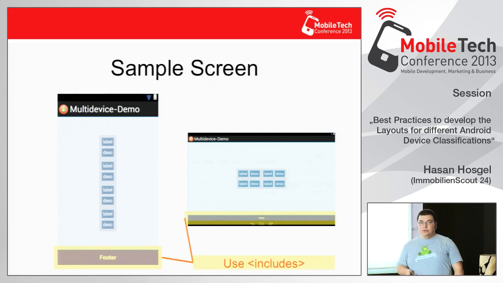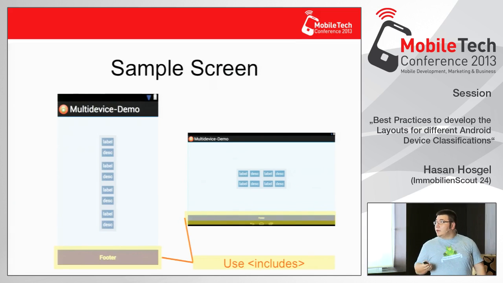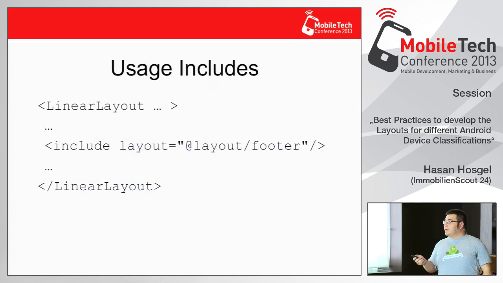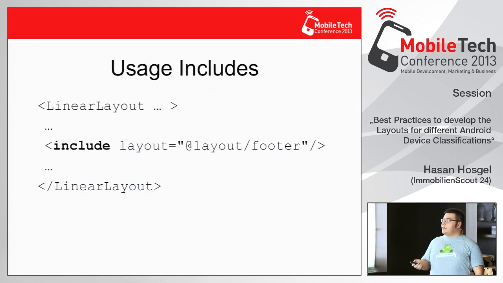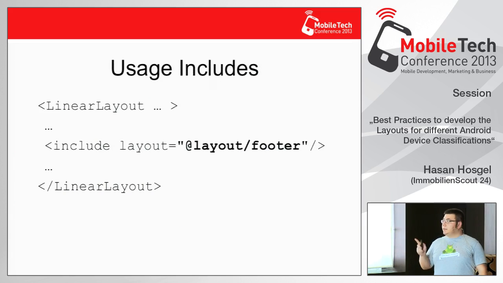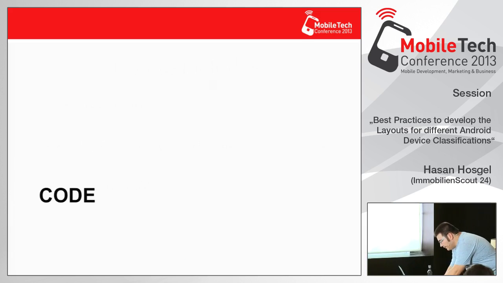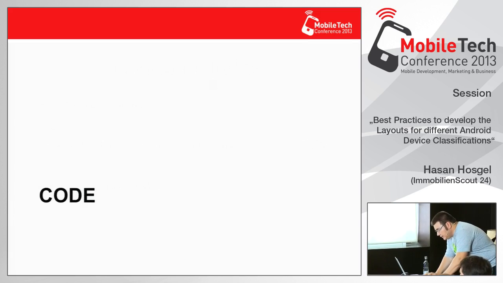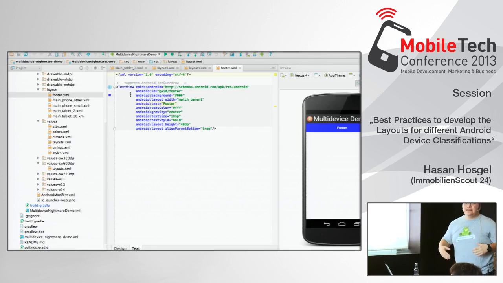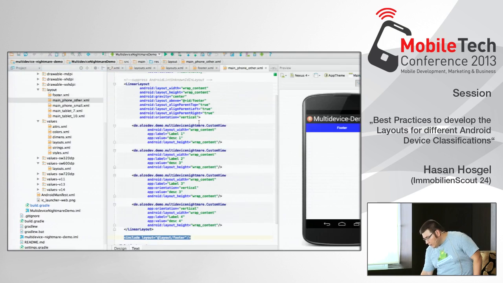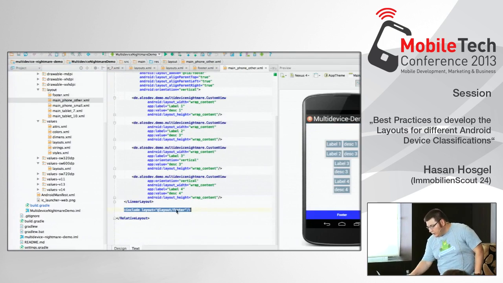Well, that's fairly easy. You can use includes. To use includes, you just go to the area where you want to use the include, give it the node include, and reference the layout which you want to use. Here's the footer. Let's look again at the code, how we can use it. And here's the footer. It's just a text view, but you can extend it however you want. And in the layout file, we just include the whole thing at the end.